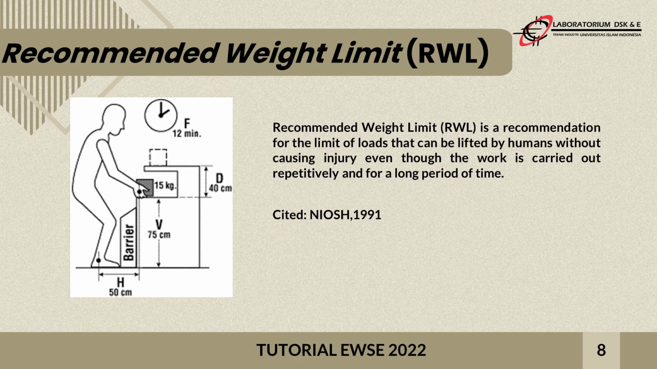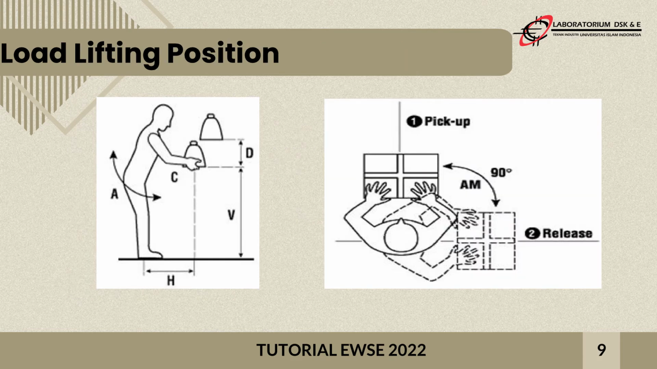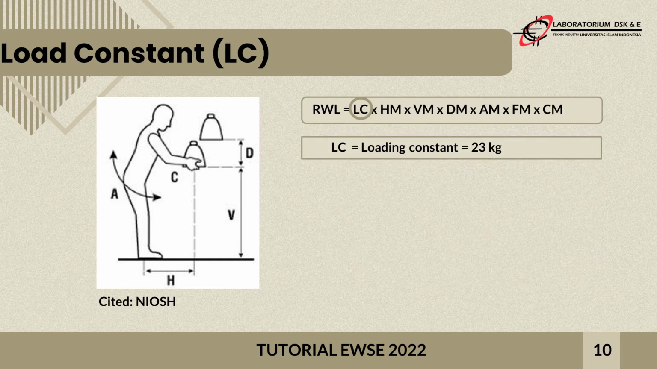And next slide is load lifting position. For one RWL, it will be seen from the position of lifting origin and destination, as well as if the values of H, V, and A are different, meaning there are two RWLs, and video shooting is done from the side and above. The asymmetrical angle that is formed is seen from the position of the shoulder. So when there is rotation, next is RWL calculation.